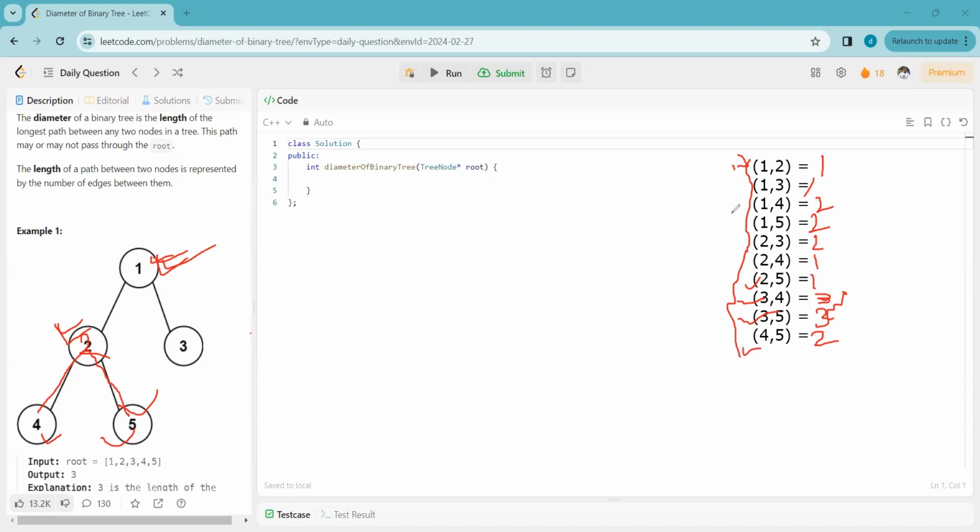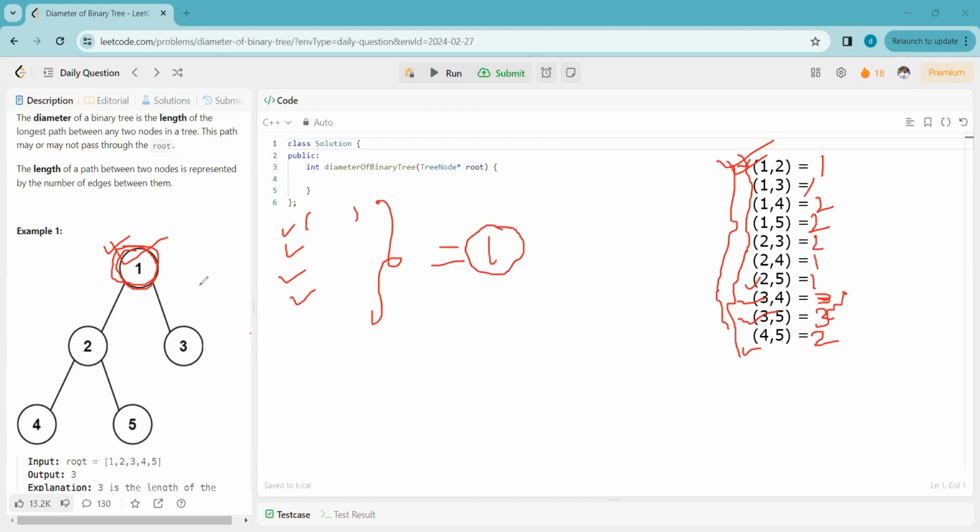In this way, we can see that for all pairs of nodes, there must be a lowest common ancestor through which the path is formed. For example, 1 and 2. For 1 and 2, the lowest common ancestor is 1 and the path must contain this node 1. So in this way, we can say that for any pair of nodes, the path must contain one lowest common ancestor. Suppose there are 4 pairs of nodes for which the lowest common ancestor is 1. Now, which one will give us the highest length?